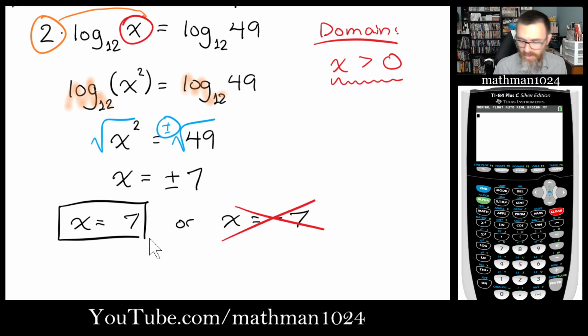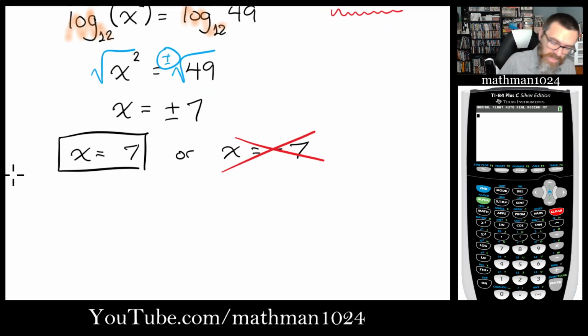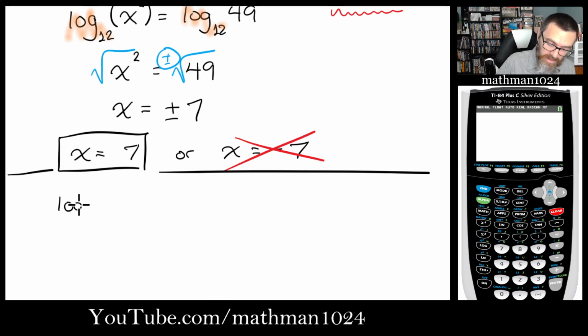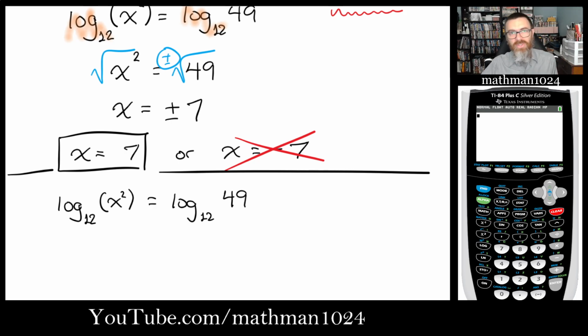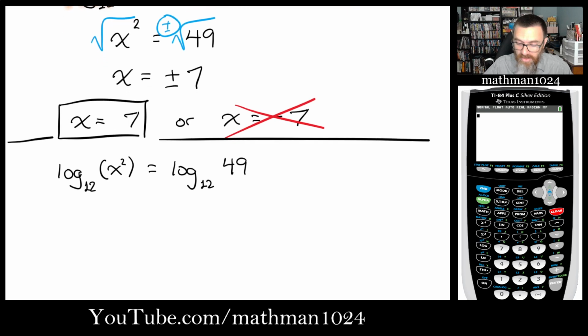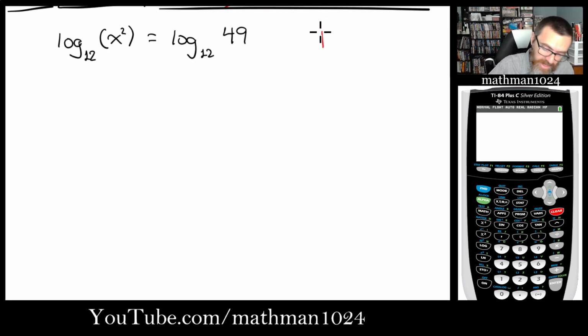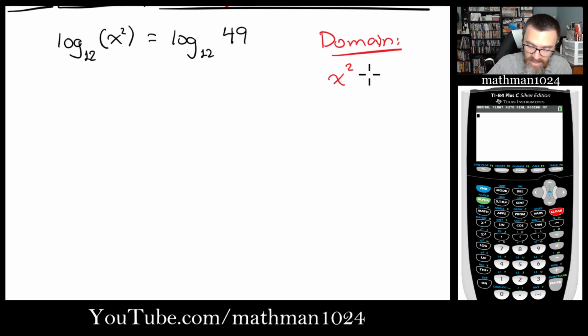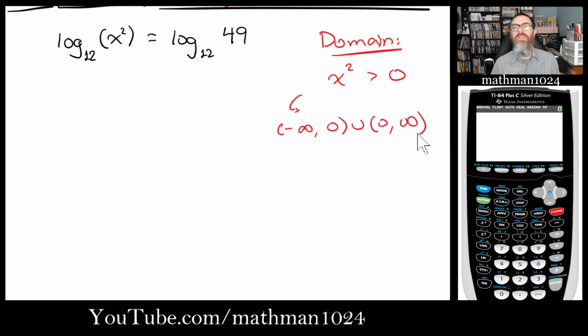Now I do want to caution you about something. We're going to see this later on in some problems. If the problem had started out as log base 12 of x squared equals log base 12 of 49, if the original problem has the square on the inside, then in this case, your domain would have to satisfy x squared being greater than 0, which turns out to be negative infinity to 0, union 0 to infinity. Basically, it'd be everything but 0.